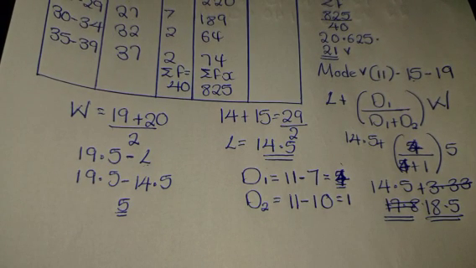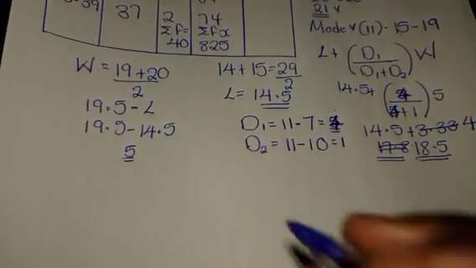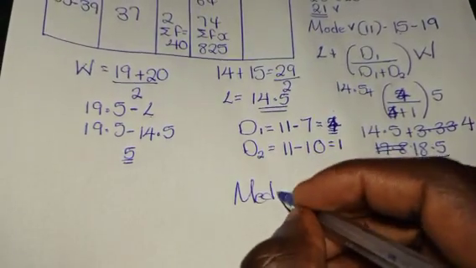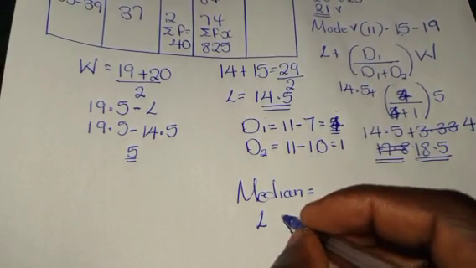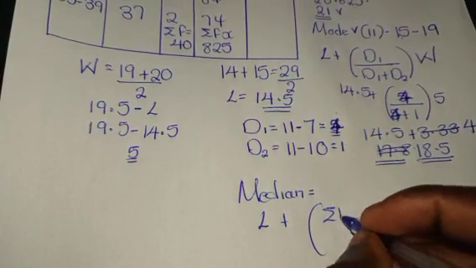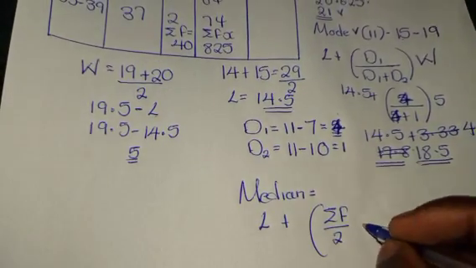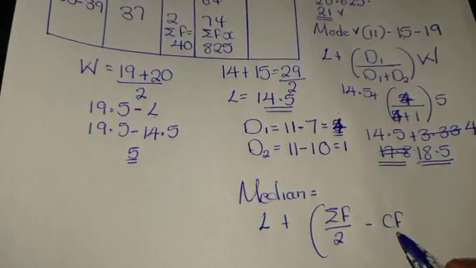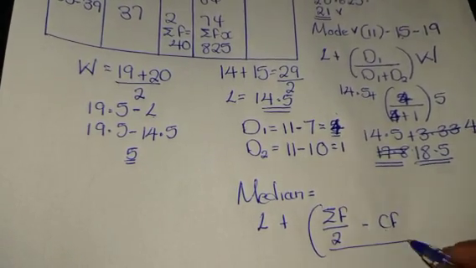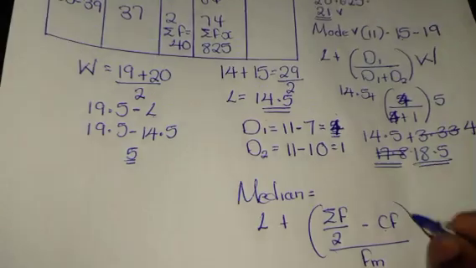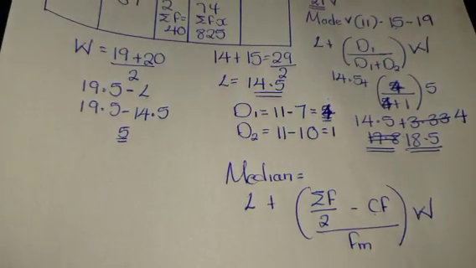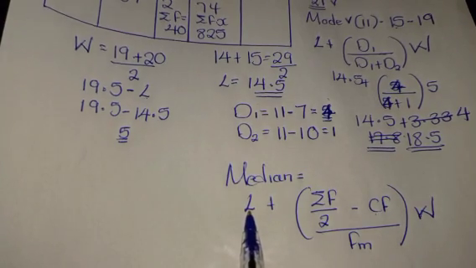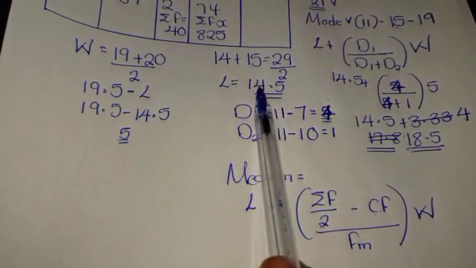Then, now that we have calculated the mode, let us now end our discussion by calculating the value of the median. So for us to calculate the median, the class is given by the lower boundary plus, open bracket, the summation of the frequency divided by 2 minus the cumulative frequency, divided by the frequency of the median class, multiplied by the width of the class. So you don't need to stress because the lower boundary you already have it to be 14.5.